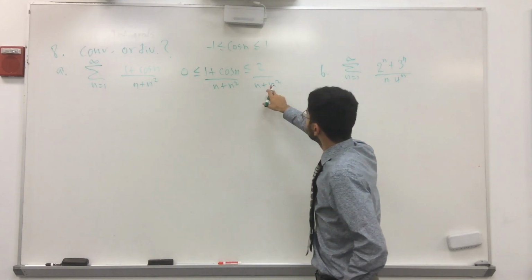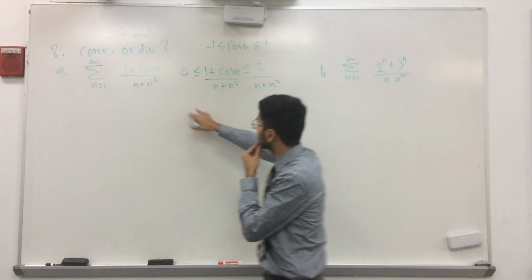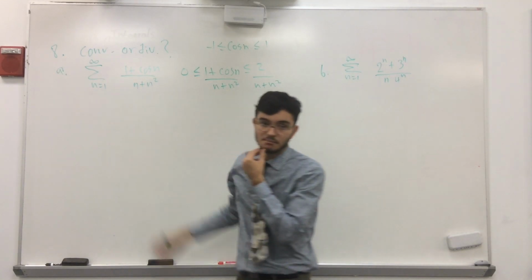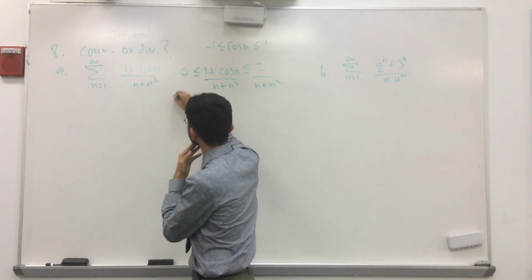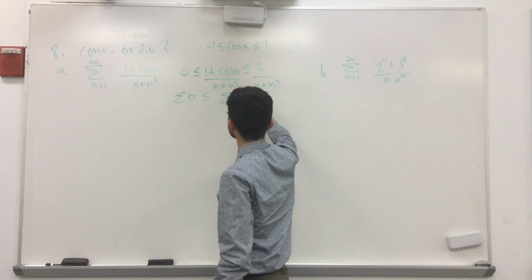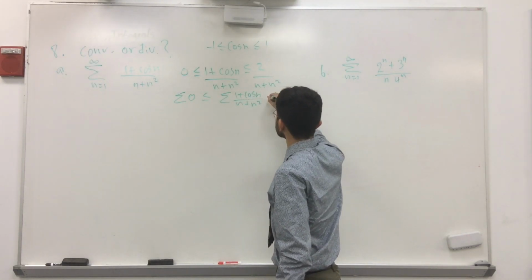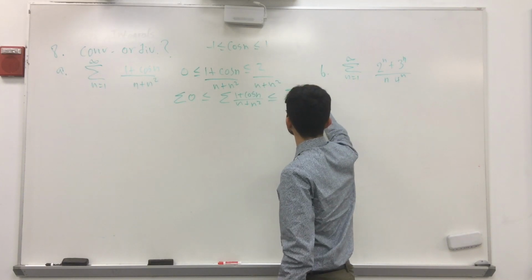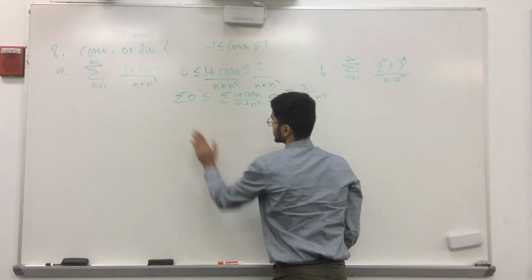So what can we do here? Well, we know that we're going to find the convergence or divergence of this sum. So we can take the sum on each side. We can take the sum of 0 is less than or equal to the sum of (1 plus cosine of n) divided by (n plus n squared), which is less than or equal to the sum of 2 over (n plus n squared). This is the bigger series, and this is the smaller series.